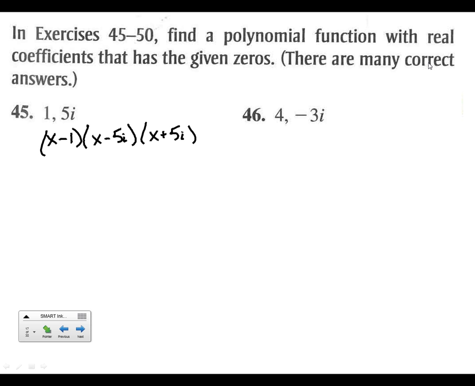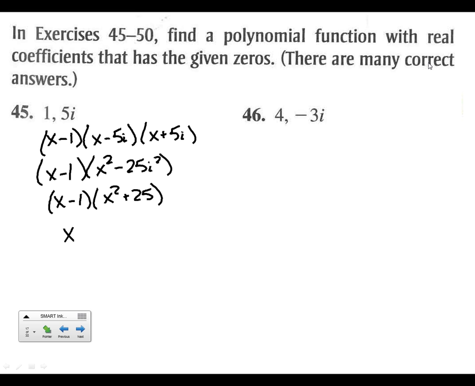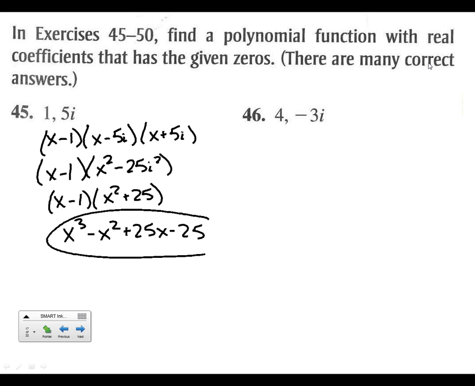So we've got x squared minus 25i squared from foiling the last two terms. That's the same thing as saying x squared plus 25. And so now if we FOIL here at the end, we're going to get x cubed minus x squared plus 25x minus 25 as our answer.